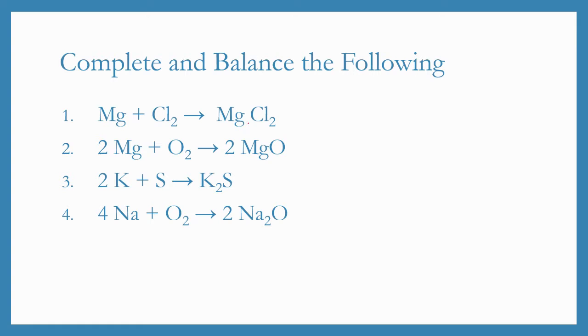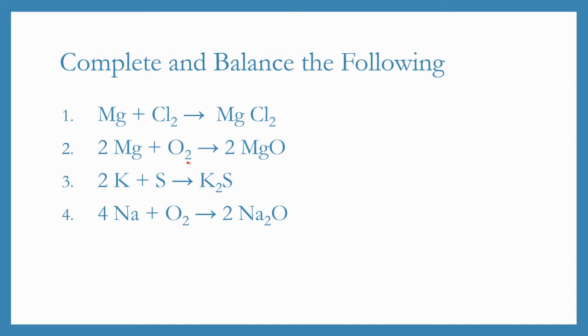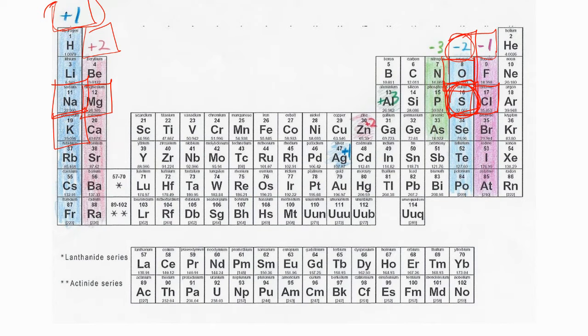Once you've established what the products are, you can then balance the equation. So since there's two oxygens, I needed two magnesiums. Since there's two potassiums in K2S, I needed two potassiums. Since there's O2 for the oxygen, I needed four sodiums. So therefore, I needed two Na2O. But that's how we do that. And that's synthesis.